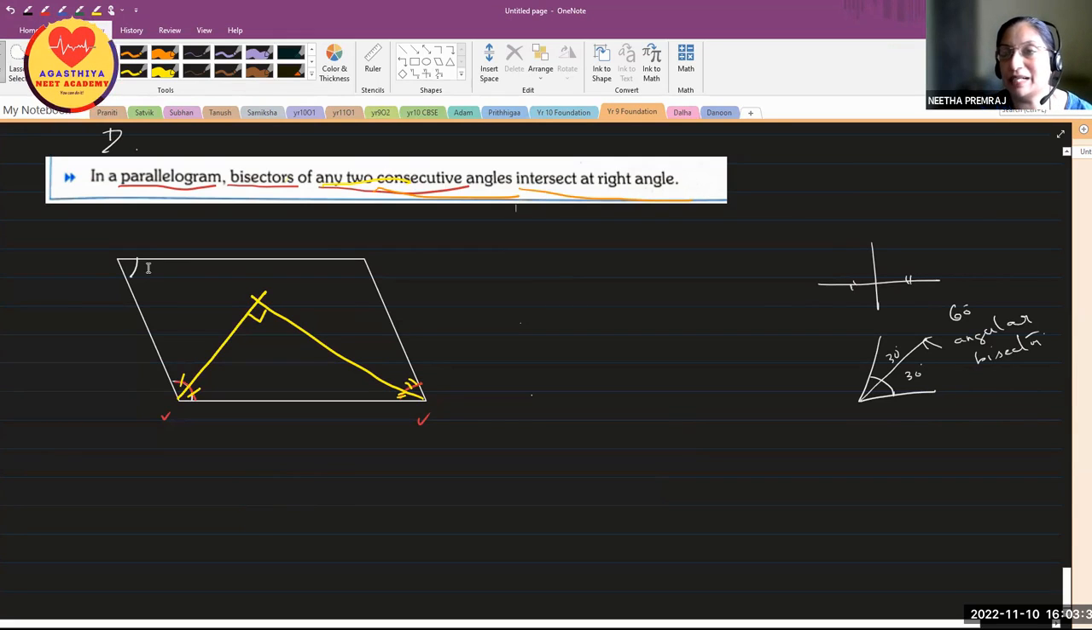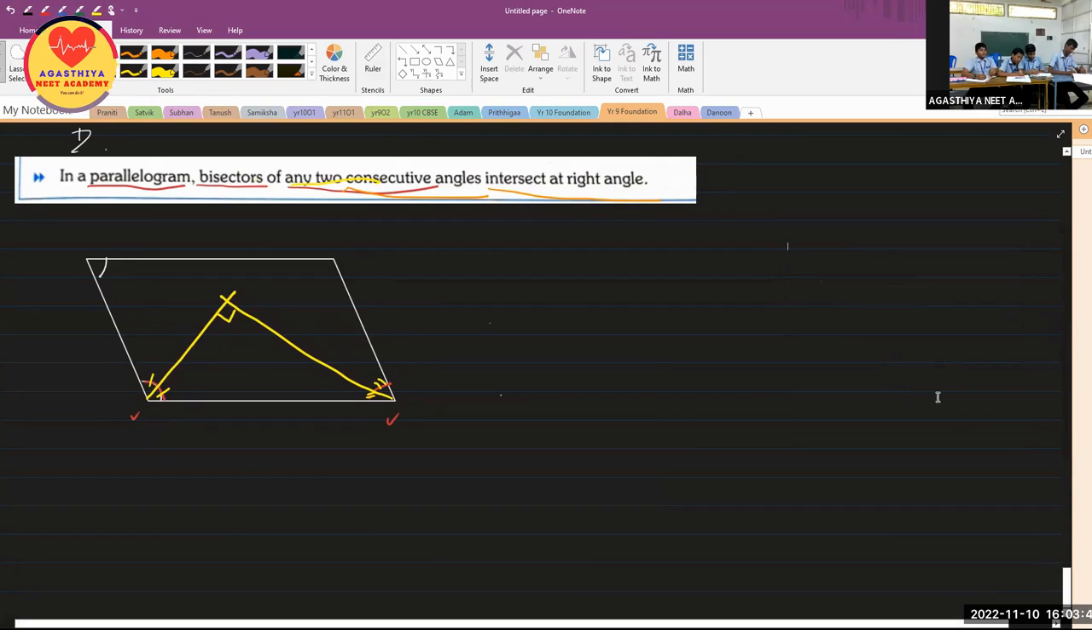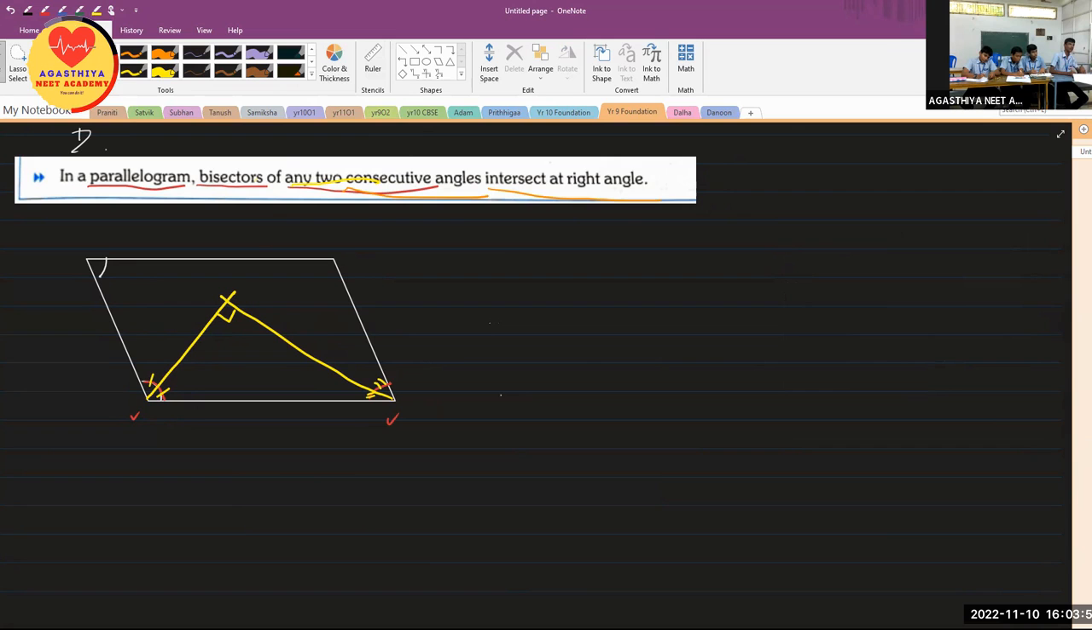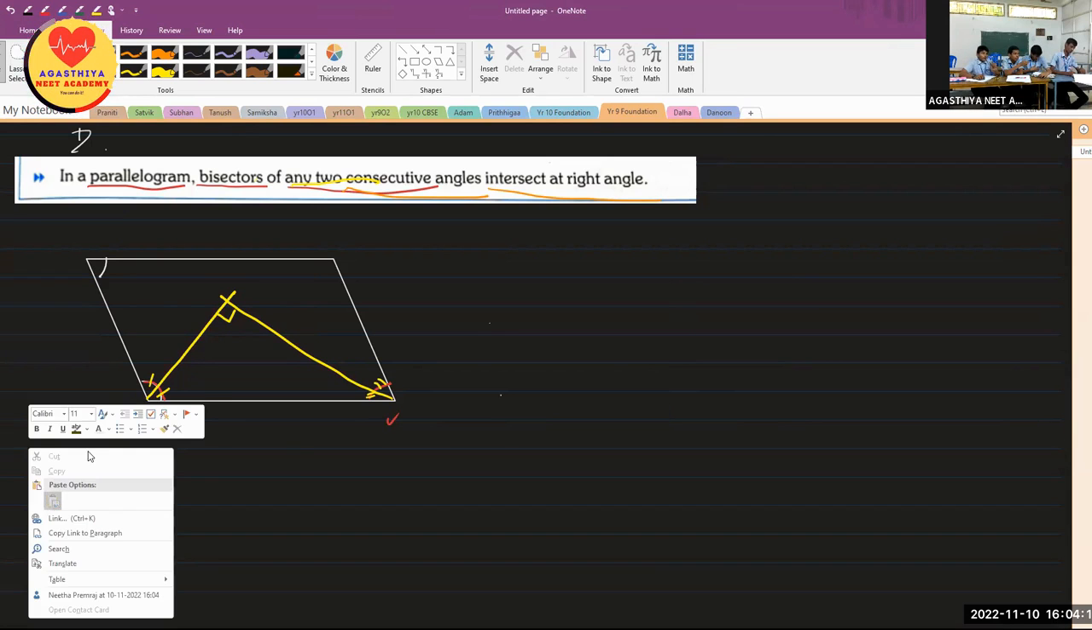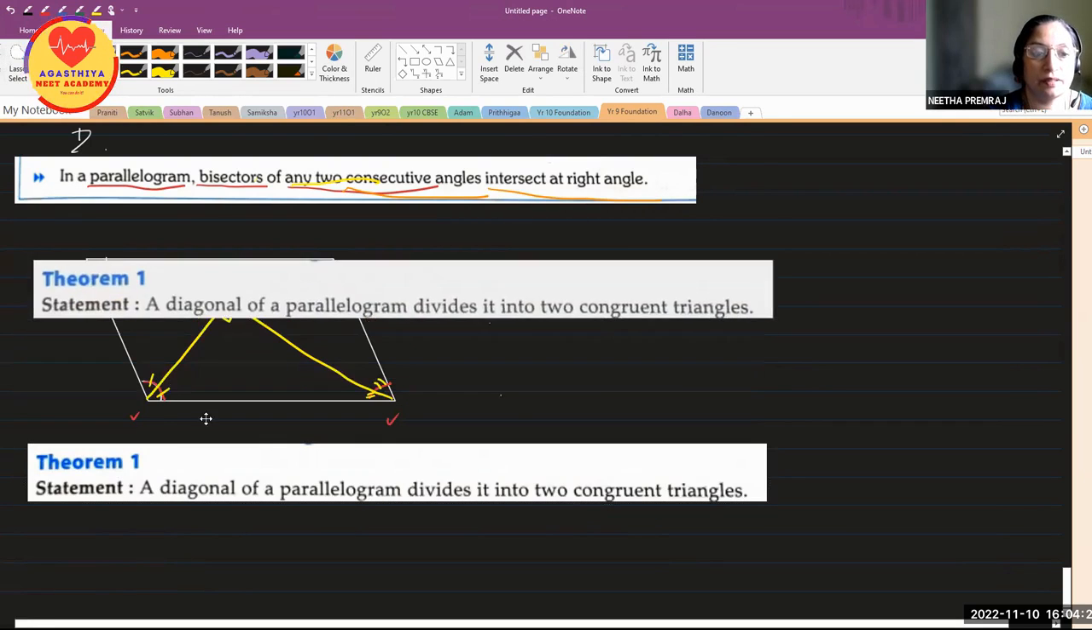Guys, can you understand? If you don't get it, please ask me. Do you understand what I am saying? Do you understand or not? Okay. Have you written it down? Shall we move to the next?